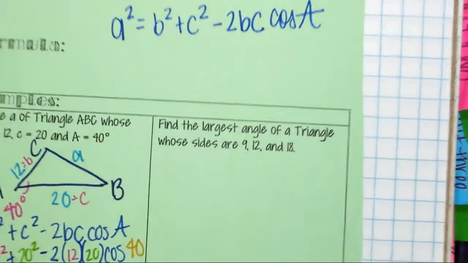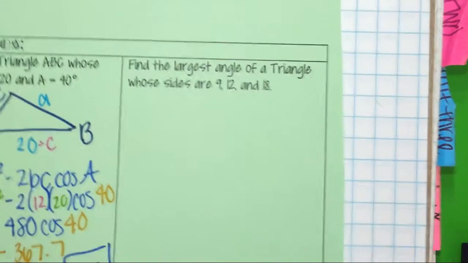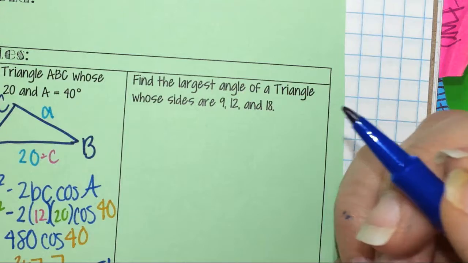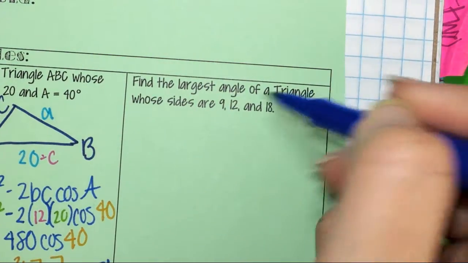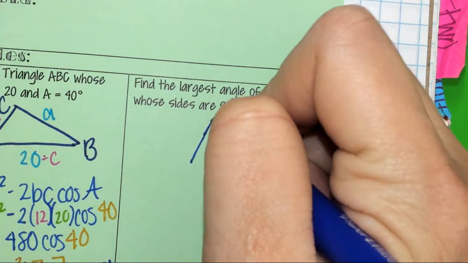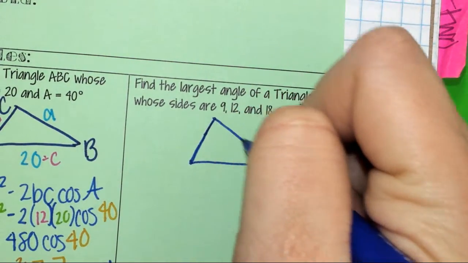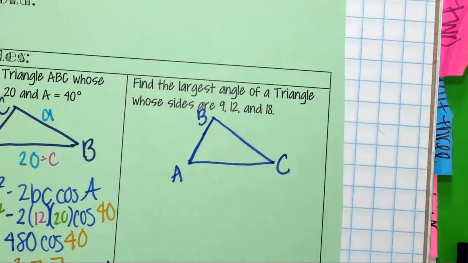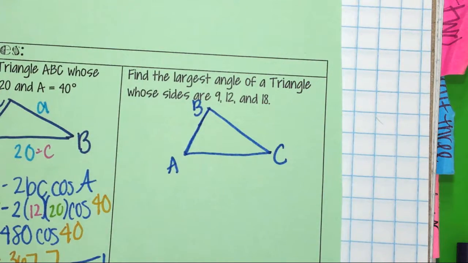Okay, let's set up the triangle for the other one, and then we're going to talk about what's happening. It says find the largest angle of a triangle whose sides are 9, 12, and 18. So please draw your handy dandy triangle and label it A, B, and C.